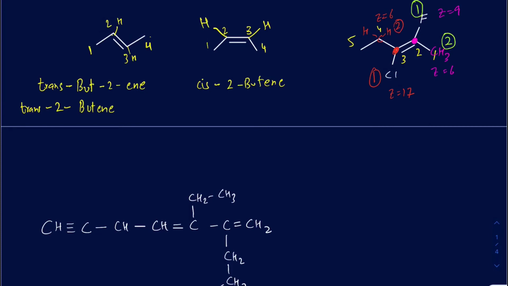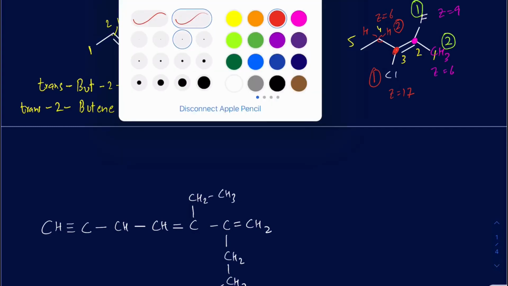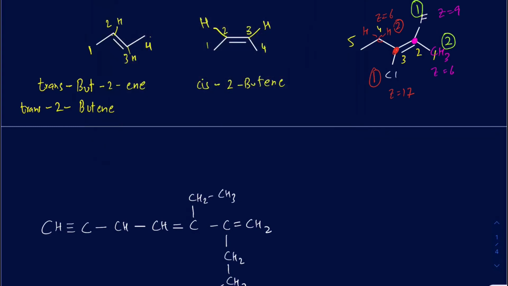And if there's a tie, then you move on until you figure out who is going to get the bigger priority, or until there is a difference in the atomic number. So now you can clearly see here how your 1s are opposite to one another and their 2s are opposite to one another. So since they are opposite to one another, it's actually going to be a trans.